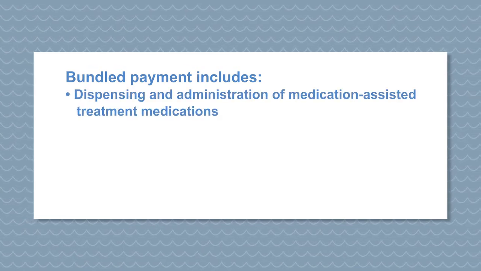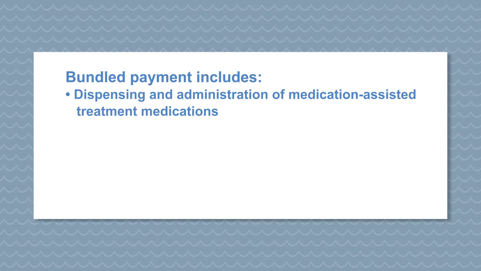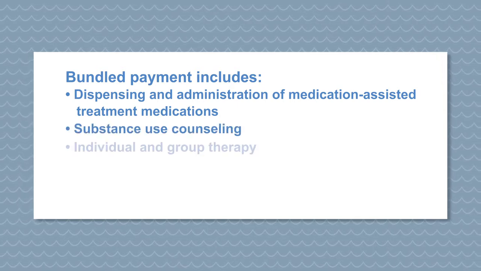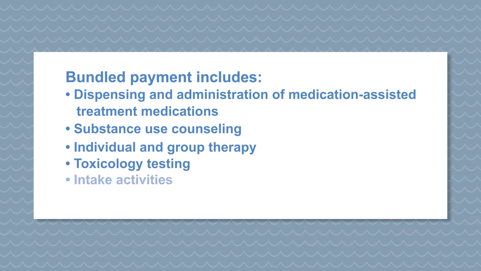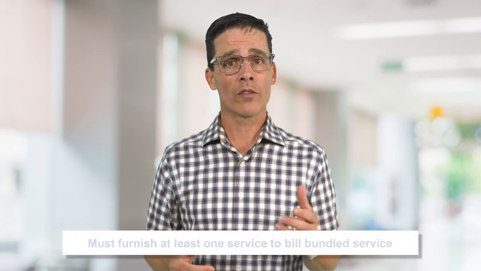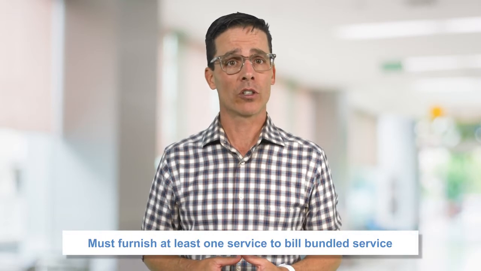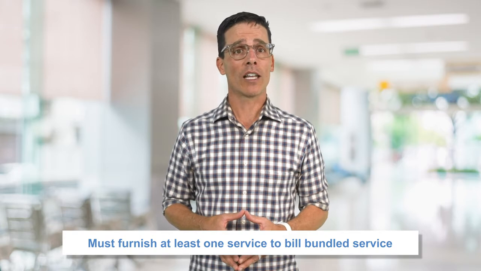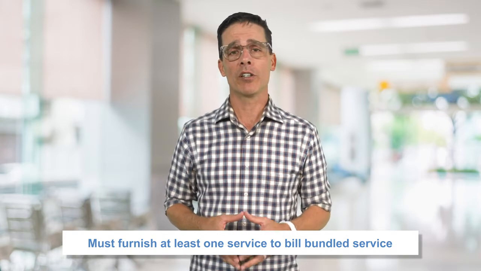After you've enrolled as an OTP, there are specific codes you can bill. These codes allow for a bundled payment for OUD treatment services, which includes dispensing and administration of medication-assisted treatment medications, substance use counseling, individual and group therapy, toxicology testing, intake activities, and periodic assessments. You must furnish at least one of the services during the week to bill for the bundled services. These codes for bundled services are allowed once for a 7 contiguous day period. To bill for these services, CMS created HCPCS codes. Enrolled OTPs are the only providers that can bill for these services.